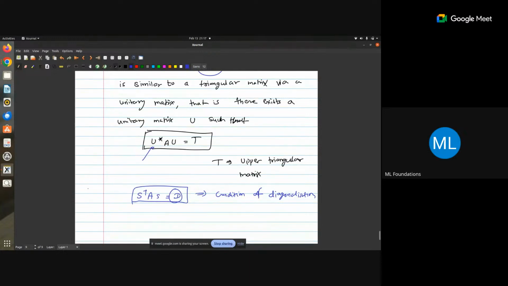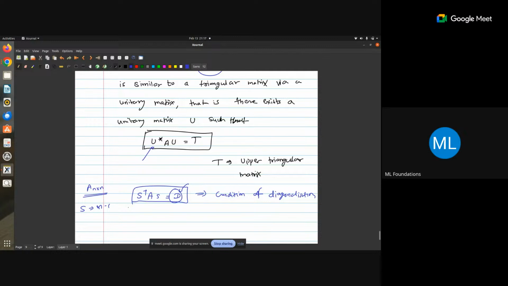If A is an n cross n matrix, how many independent eigenvectors will you need to formulate S? N, right. If it is n minus 1, will that be possible? No. So if you have n minus 1 linearly independent eigenvectors of A, you will not be able to find any diagonal matrix for that A. So A is not diagonalizable.